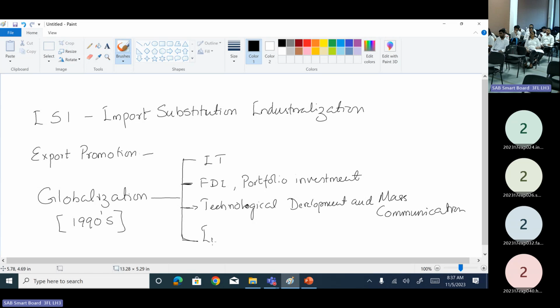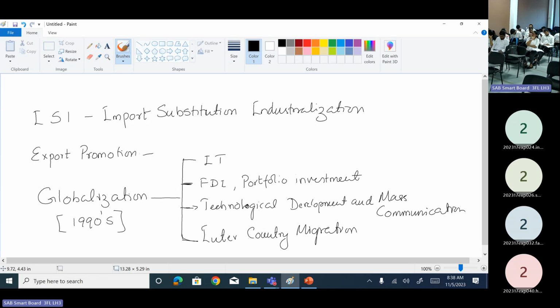And the other one, intercountry migration. People move here and there, especially skilled labor and professionals. We talk about that as part of globalization, something that promotes globalization. So those are the channels that promote globalization.